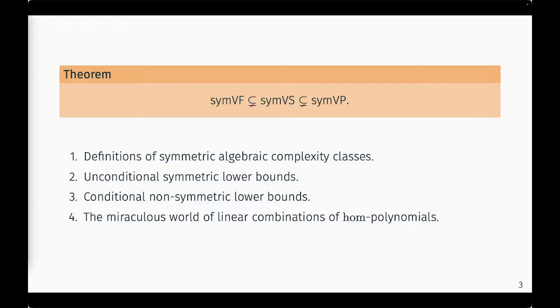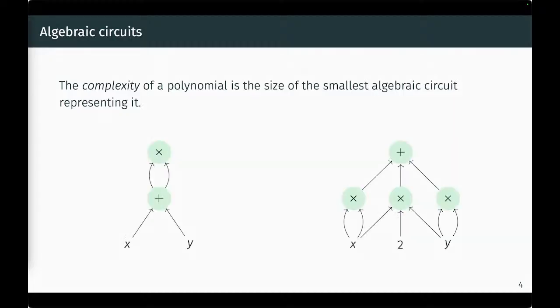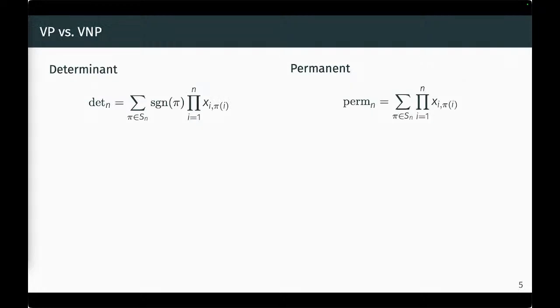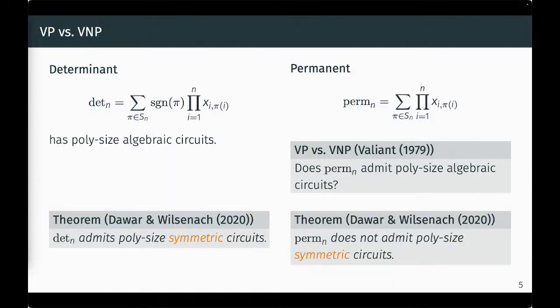Okay, so let's start with the first part, symmetric algebraic complexity classes. As before, we are measuring the complexity of a polynomial in terms of the size of the smallest algebraic circuit. Here's an example: determinant and permanent, you know these two. The first one has polynomial size algebraic circuits. You have seen it in Anush's talk. There's an unconditional exponential separation between the determinant and the permanent when it comes to symmetric circuits. So this is sort of the starting point.